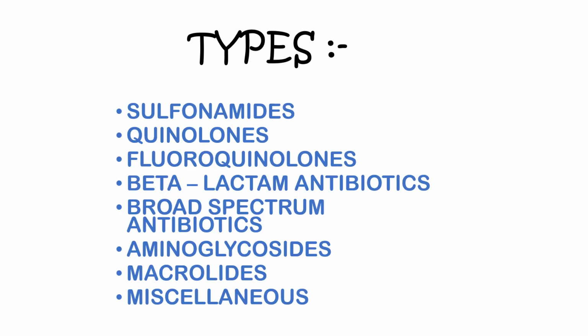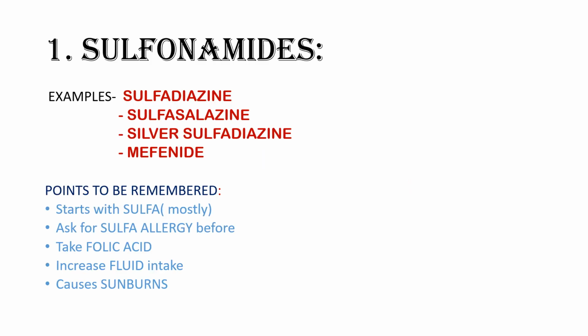Next are types of antibiotics. Firstly, sulfonamides, quinolones, fluoroquinolones, beta-lactam antibiotics, broad-spectrum antibiotics, aminoglycosides, macrolides, miscellaneous antibiotics. Now we will discuss about sulfonamides. Examples are sulfadiazine, sulfasalazine, silver sulfadiazine, mafenide.